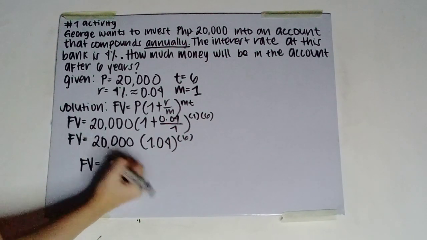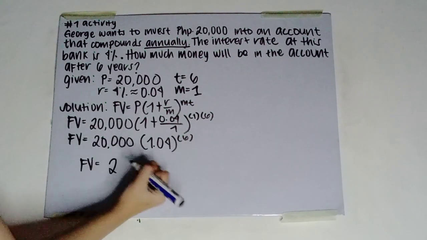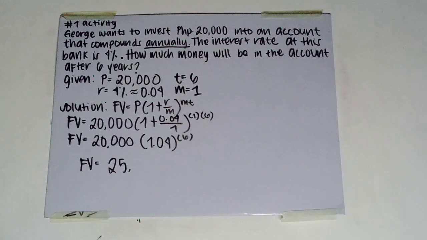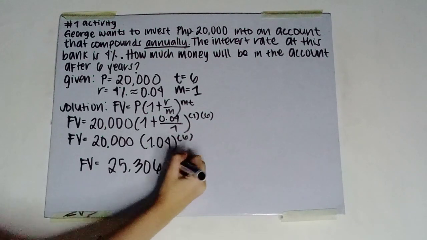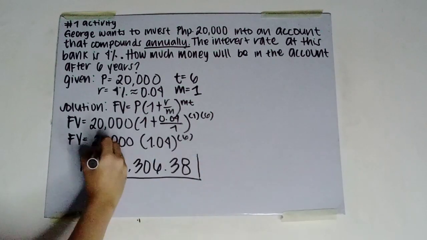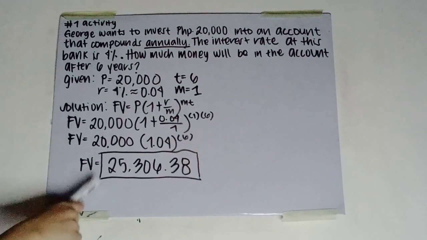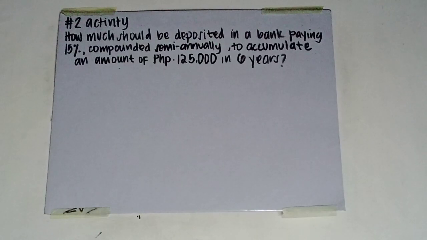So FV is equal to 20,000 times 1.04 raised to 6, which is equal to 25,306.38. So the money in the account after 6 years is 25,306.38. Activity number 2: how much should be deposited in the bank, paying 15% compounded semi-annually, to accumulate an amount of 125,000 in 6 years.